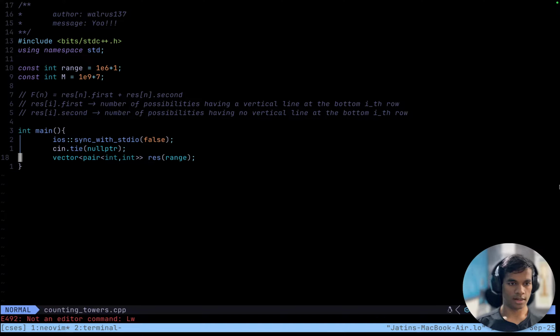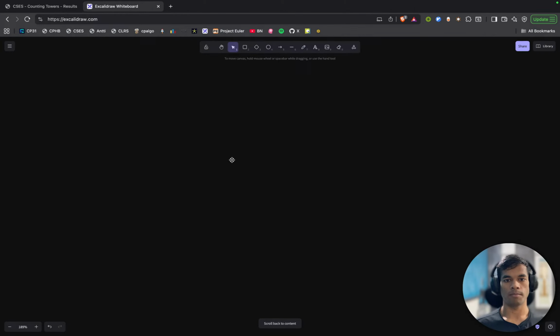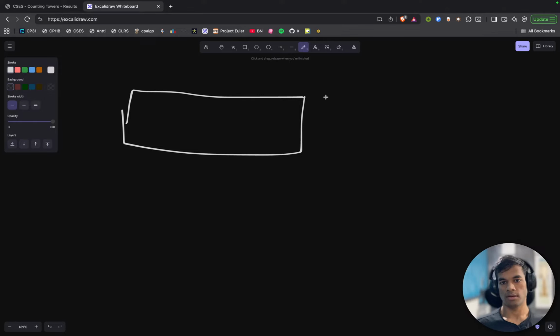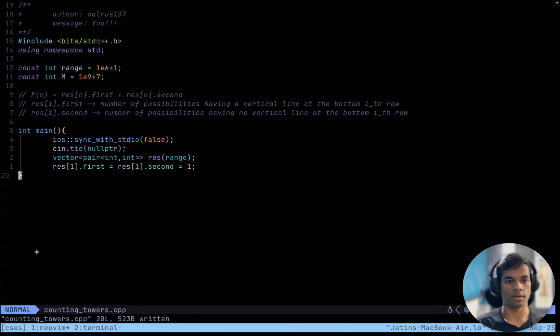Okay, with that, let's pre-compute, and we know res1 dot first equals res1 dot second is equal to 1, because when we have only one row, there are only two possibilities: in one possibility we do have a vertical line, in the other we do not. So res1 first part in the pair is going to be 1, and the second part is also going to be 1. So that is our base case, and then we will take it up from there.